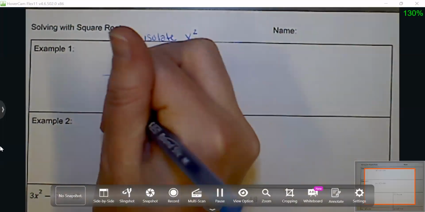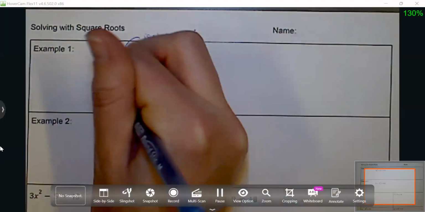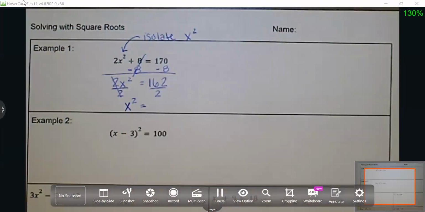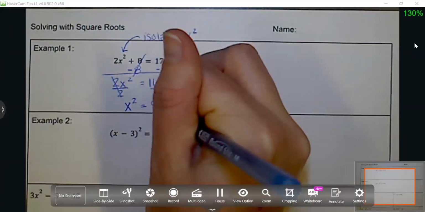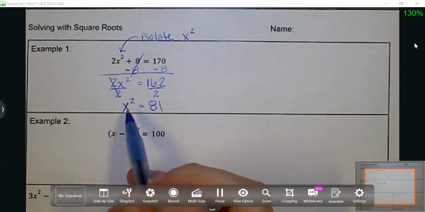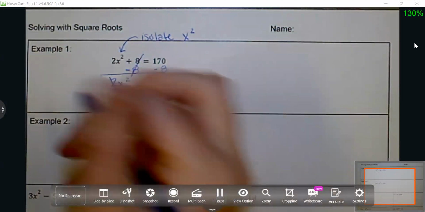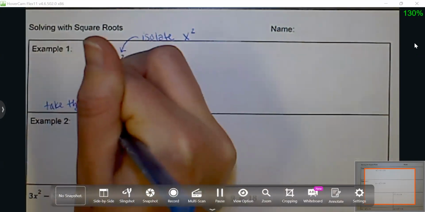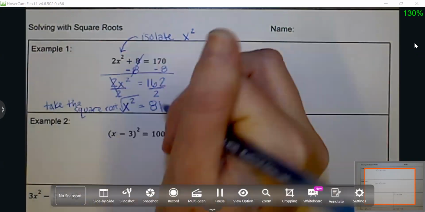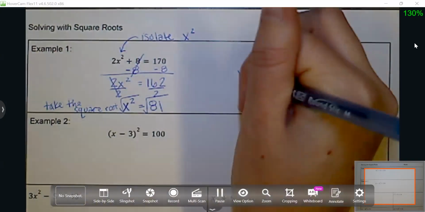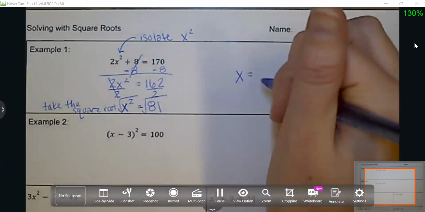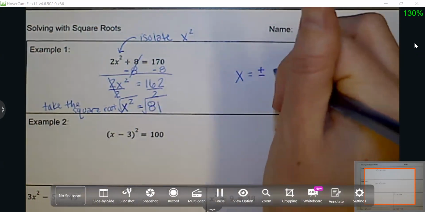I get rid of that 2 by dividing by 2. And so I have x squared equals 162 divided by 2, 81. At the end, when I am left with x squared equals 81, 81 is not my answer. I need to take the square root of both sides. So I am left with x is now finally by itself, and the square root of 81 is 9. My answer is both positive and negative 9.